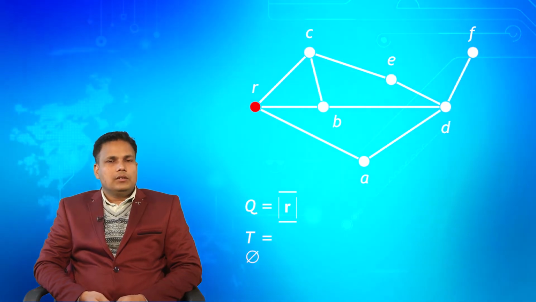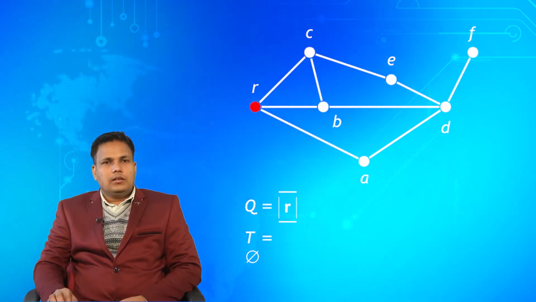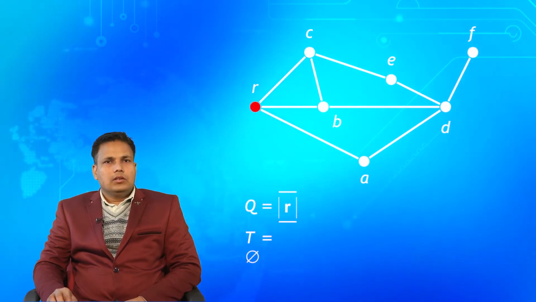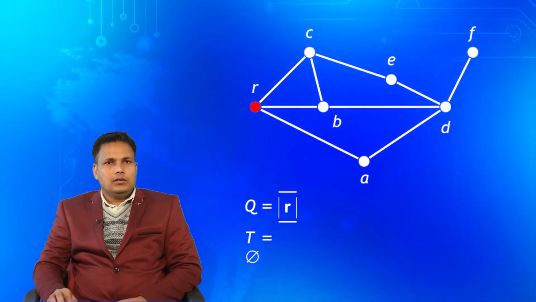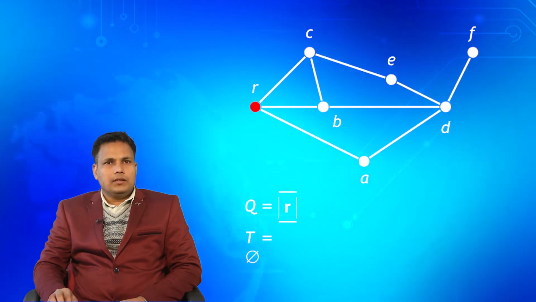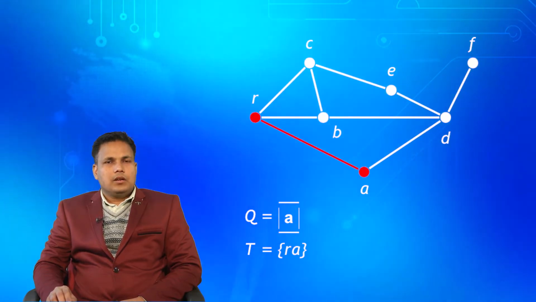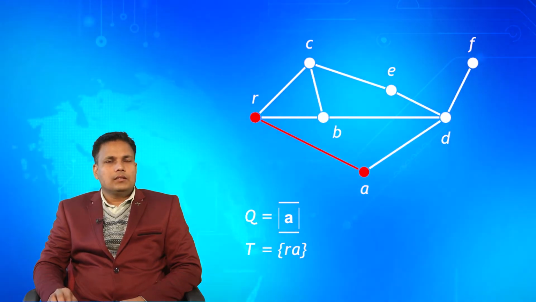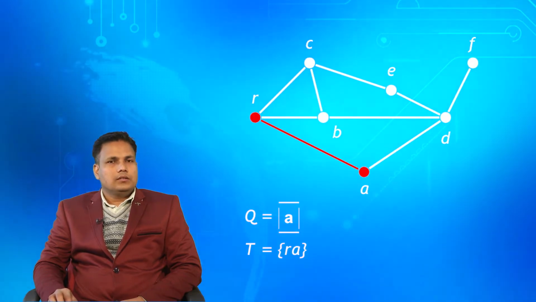So we begin with the root R. Initially Q contains R and T is empty. Now the neighbors of R are A, B and C, and all 3 neighbors are unvisited. So we visit them one by one. First let us visit the neighbor A. To visit a neighbor, we use the color red to mark that vertex as visited, and of course the corresponding edge is also marked red.